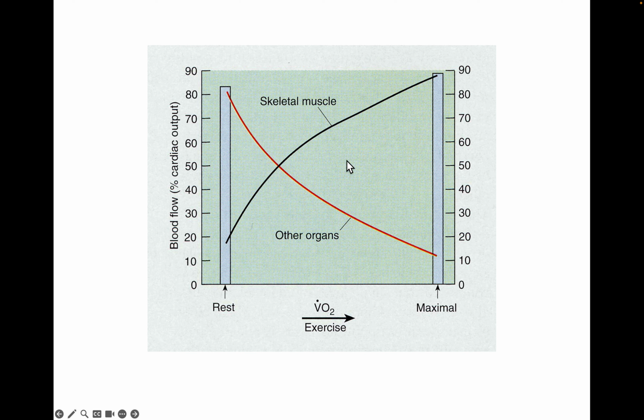Here's another visual representation here. What this is looking at is the intensity of exercise, represented oftentimes by the amount of oxygen that's consumed by your body. As the amount of oxygen increases, which means that you're working harder, the amount of blood going to your skeletal muscles that are working starts to go up and up and up, and the blood flow to your other organs will start to decrease as the intensity of exercise increases.